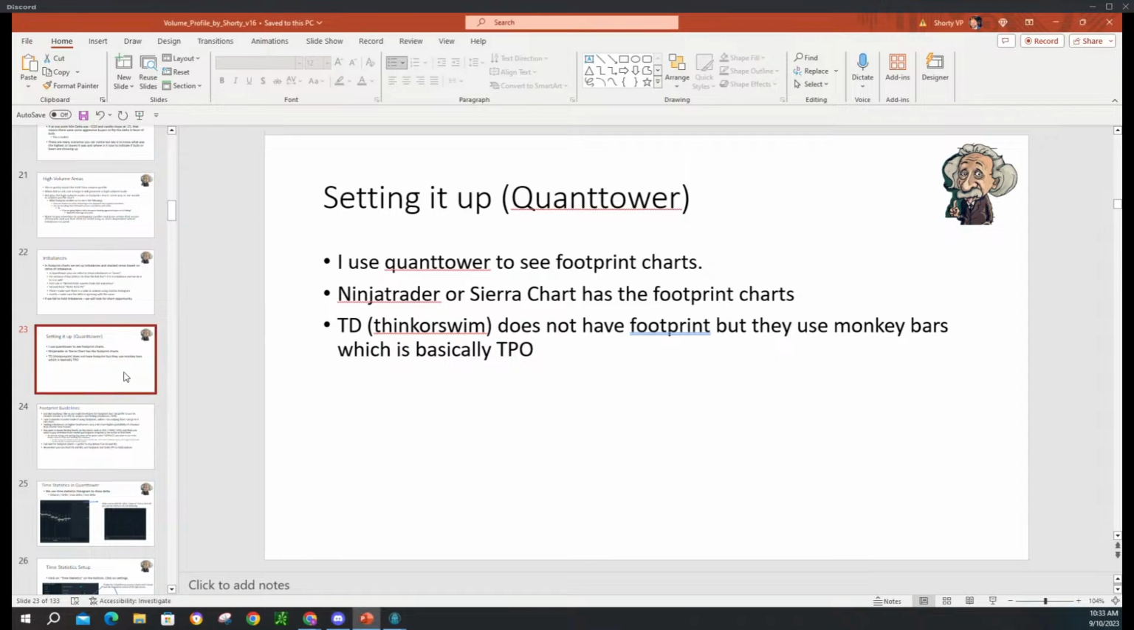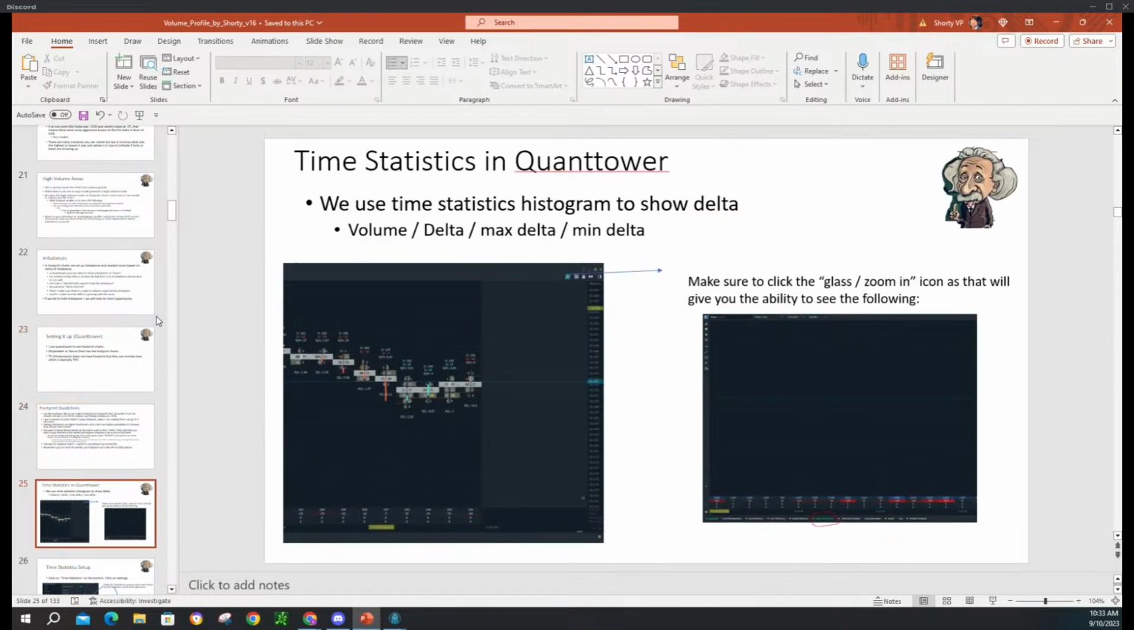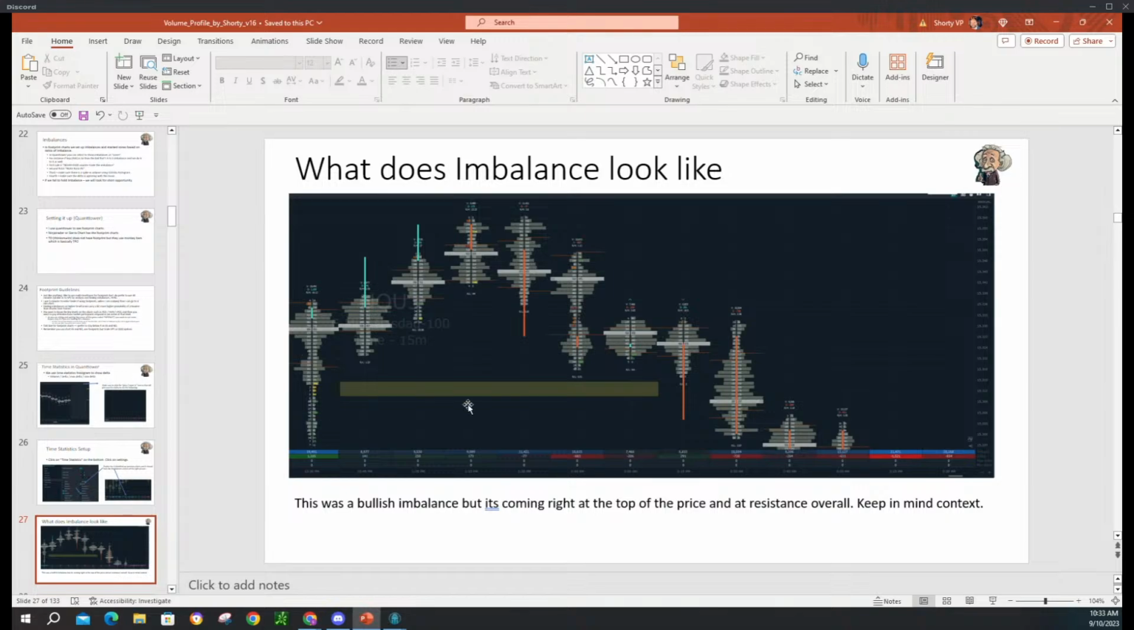So setting up the Quant Tower, I don't think we want to waste time on it. There are better people on YouTube to show you how to set up Quant Tower than myself. It's not that difficult, it's probably 10 clicks altogether. If you do need help using Quant Tower, I can even do a video on it for what we need, but I just don't want to waste too much time. Then the same thing for statistics.